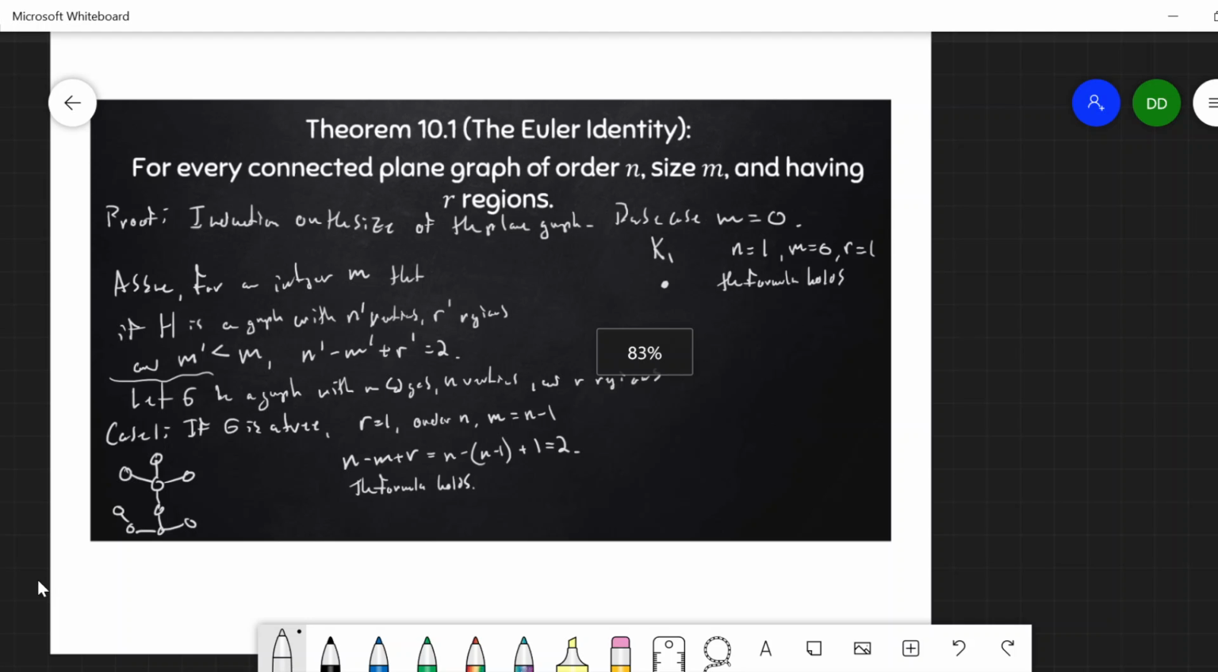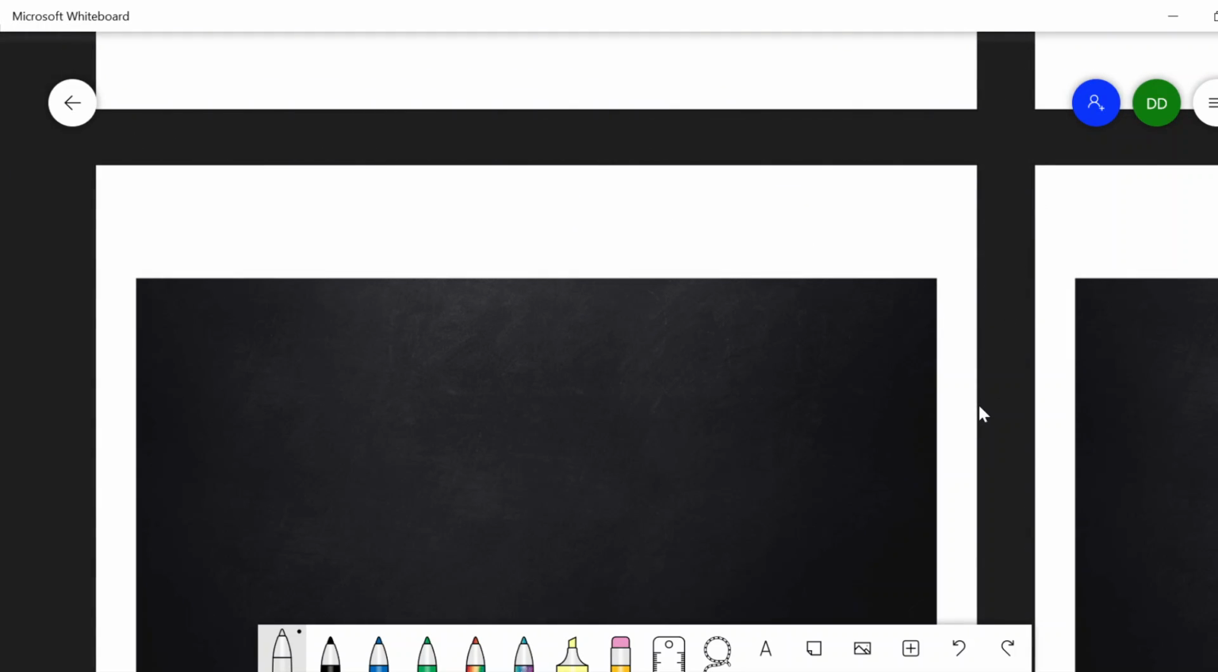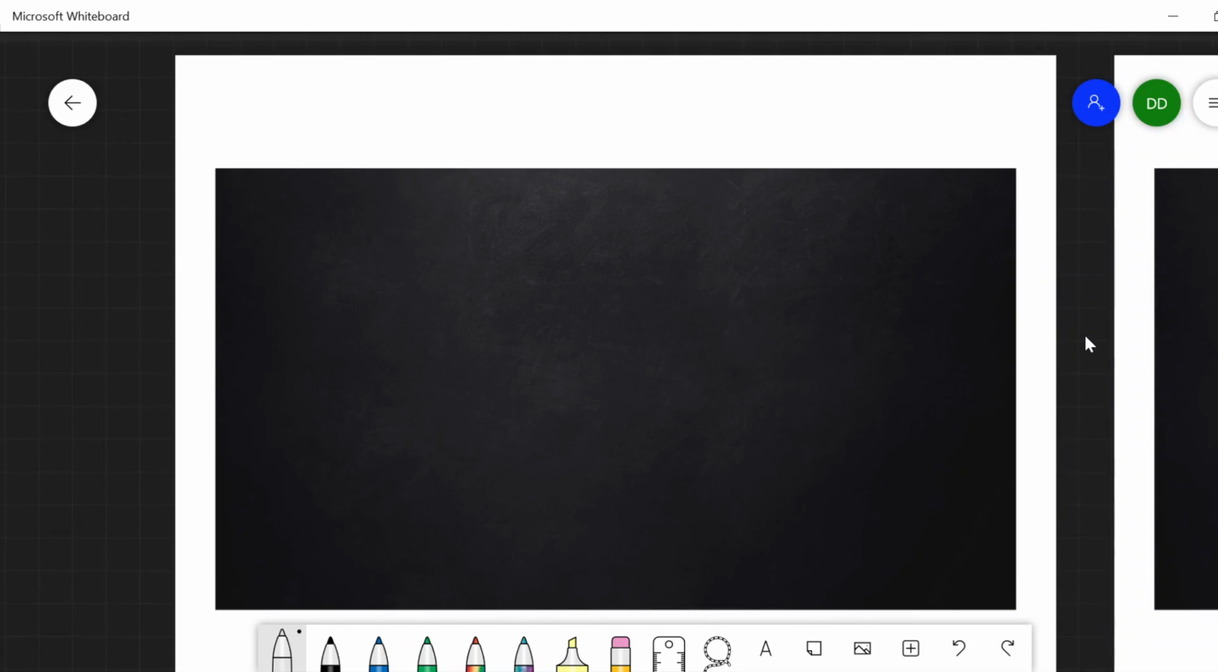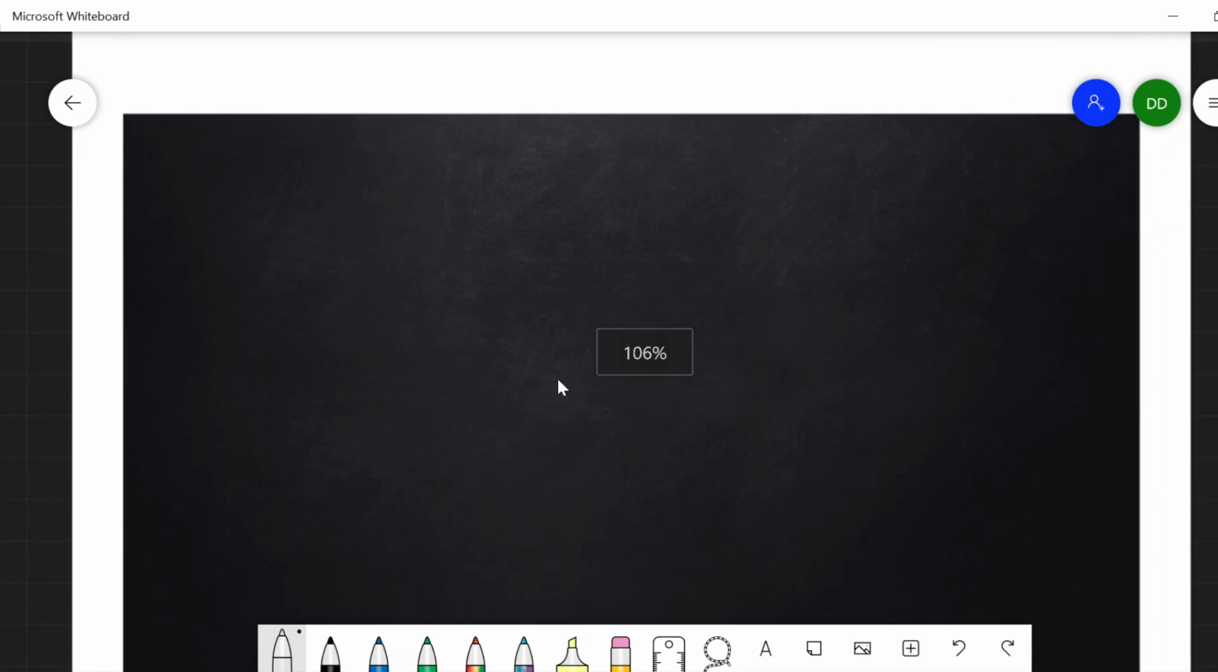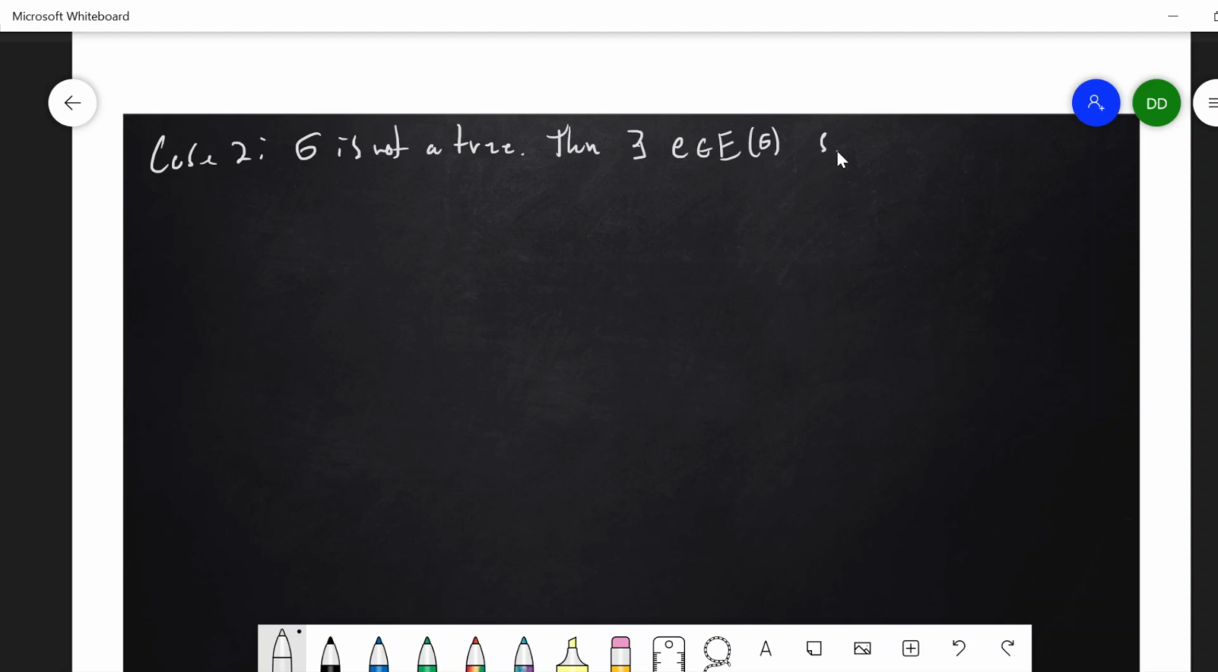I think I'm going to go down to a new slide. So we can now assume G is not a tree and that any graph with fewer edges than it has the formula hold. So case 2, G is not a tree. What do we know about graphs that are not trees? Well, in a tree, every edge is a bridge and would disconnect the graph. If G is not a tree, then one of its edges is not a bridge. Then there exists e in the edge set of G such that e is not a bridge.